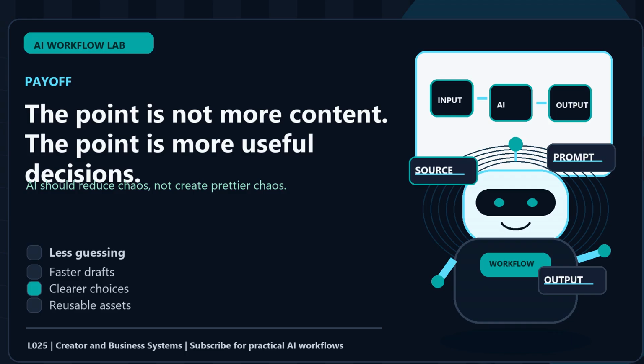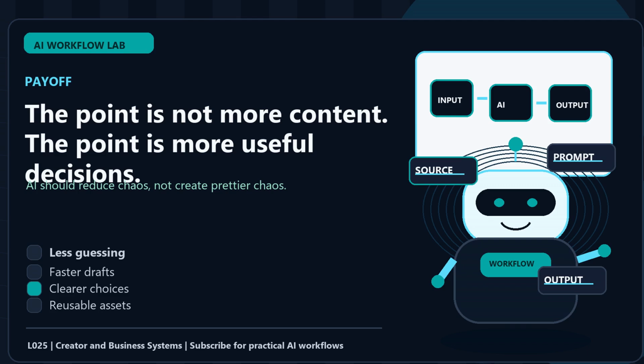The payoff of this build is not that you used AI. Nobody gets points for using AI. The payoff is that you made a useful decision faster, created a better draft, reduced a repeated mistake, or turned scattered context into a reusable asset. That is why this channel is built around workflows instead of hype.